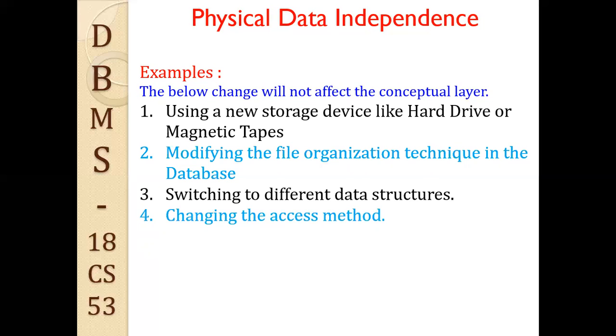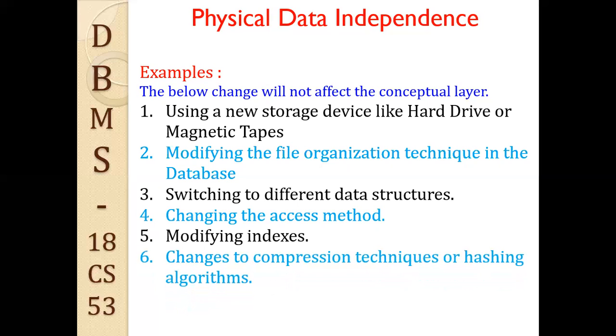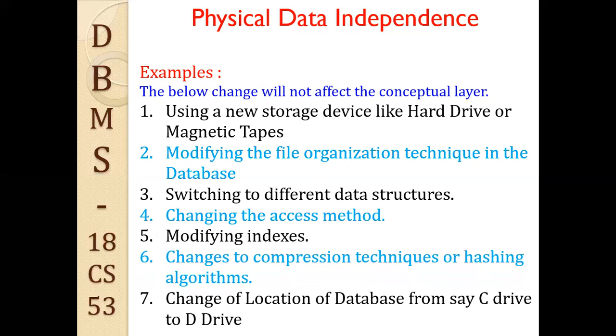Similarly, if we change the access methods, change the indexes, or use some compression techniques, whatever changes you are doing at the physical level, at the internal level, like changing from C drive to D drive, or changing the storage location, this will not affect our logical structure at the conceptual schema level. So this type of change at one level, not affecting the upper conceptual level, is referred to as physical data independence.